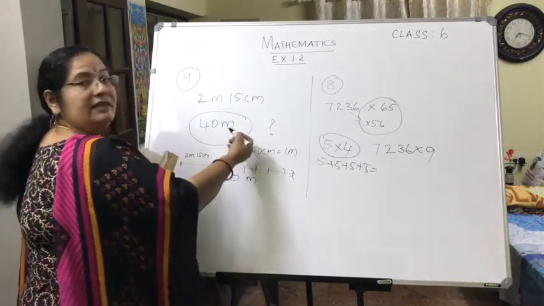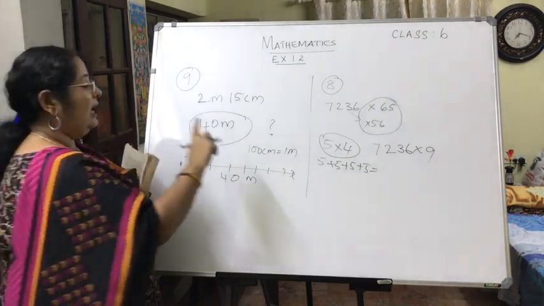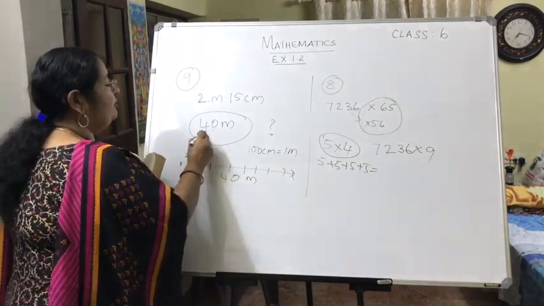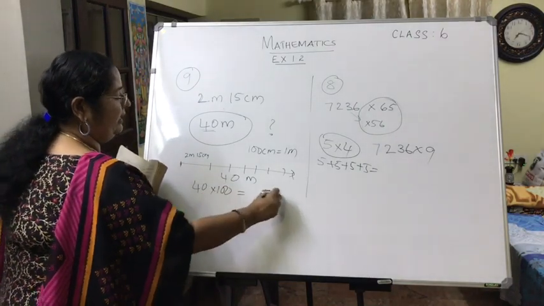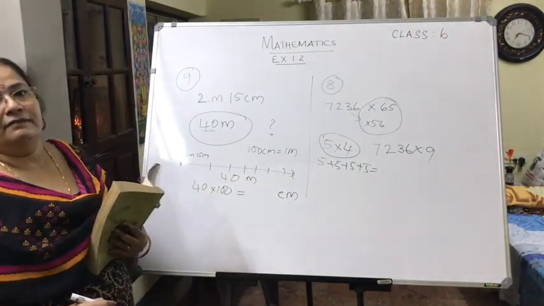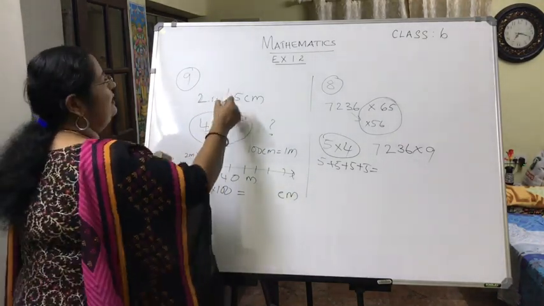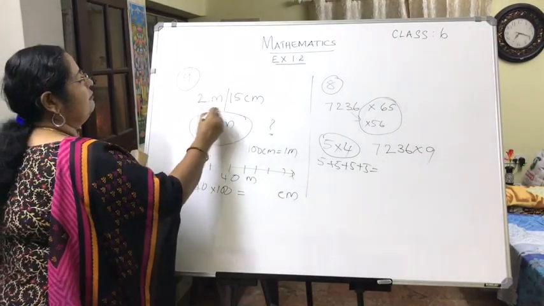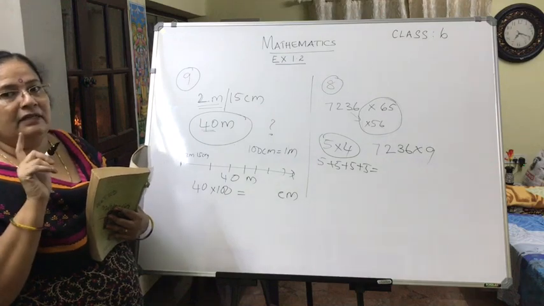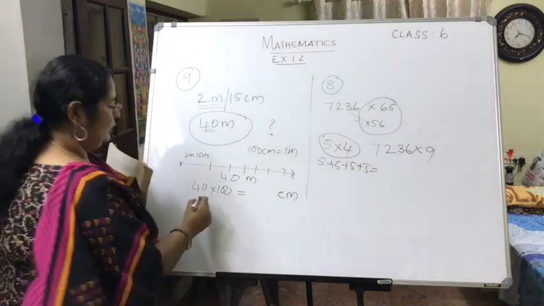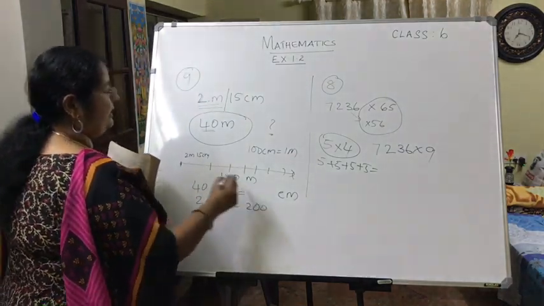So can't we convert this? Let us first convert this 40 meters. 1 meter, 100 centimeters. So what would be 40 meters? 40 into 100. So many centimeters. Same way, 2 meters 15 centimeters. Leave this 15 centimeters. First let us convert this 2 meters. 1 meter, 100 centimeters. So what would be 2 meters? 2 into 100 is 200 centimeters.